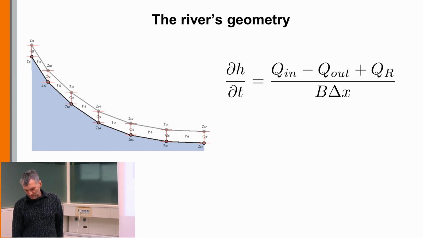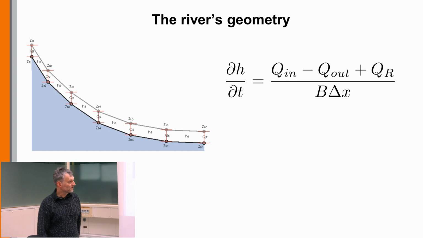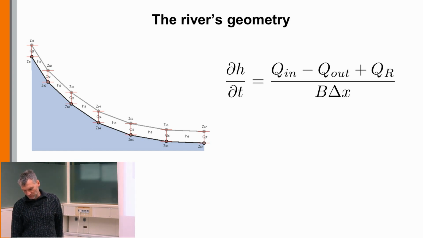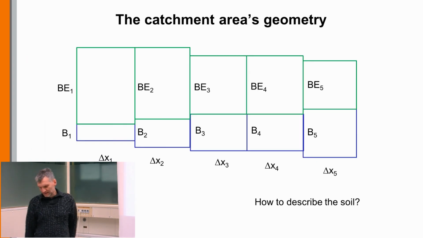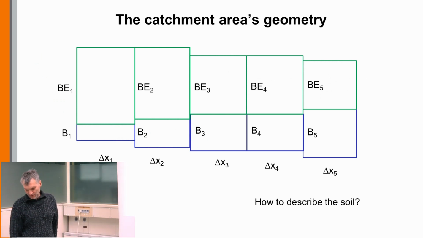So the water depth in one compartment in the river is calculated from the incoming flux, from the outgoing flux, and from the flux coming from the groundwater, which I called QR here. Now the catchment area or the total system looks like this. We have something in blue, some river compartments. This is now a view from above on the system. This is one river compartment, this is the next river compartment, and so on. Of course, these are very wide compartments.